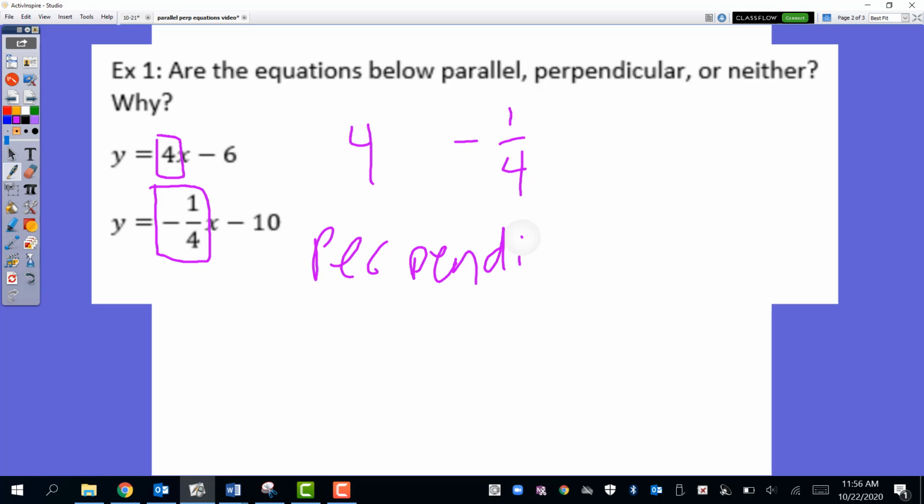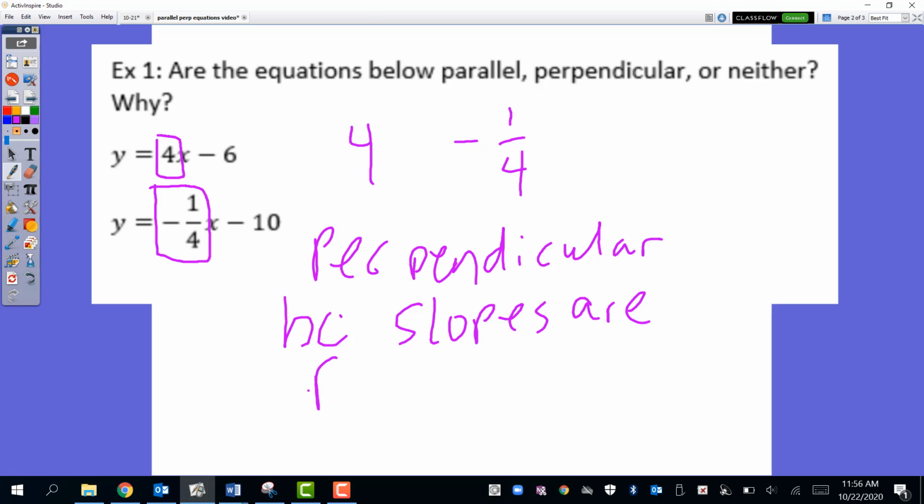This is very ugly handwriting. Perpendicular because the slopes are flip and switch. We don't even look at the y-intercept, only the slope, because that's the only way that we know if they're parallel or perpendicular.